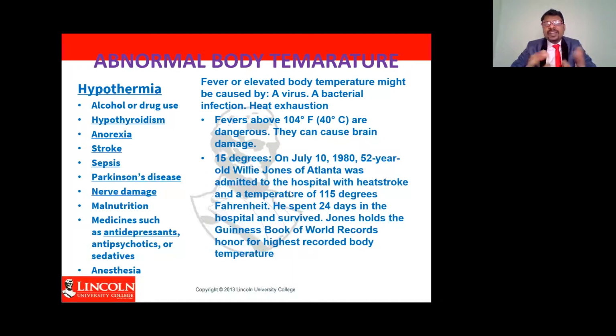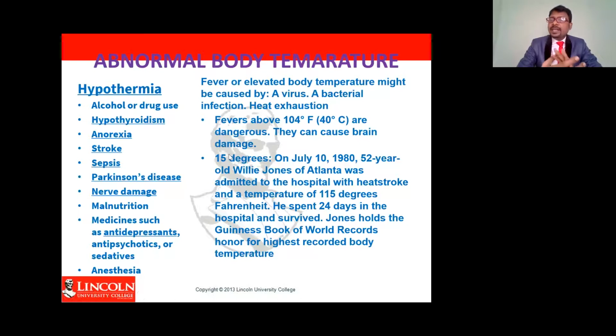So we call it a very dangerous fever. Sorry, I said hypothermia; very dangerous fever. If it is more than 100 degrees, we call it a normal fever, which subsides within 1 or 2 days. But if it is more than 104 degrees Fahrenheit or more than 40 degrees centigrade, it may lead to brain damage or sometimes even mortality.